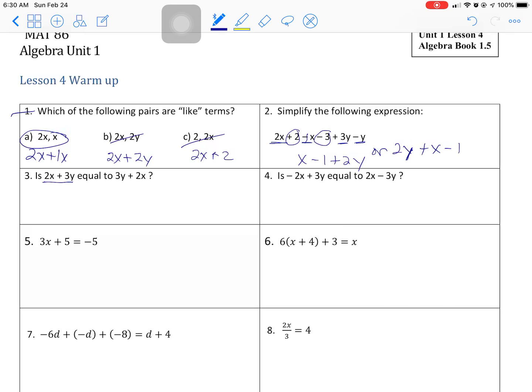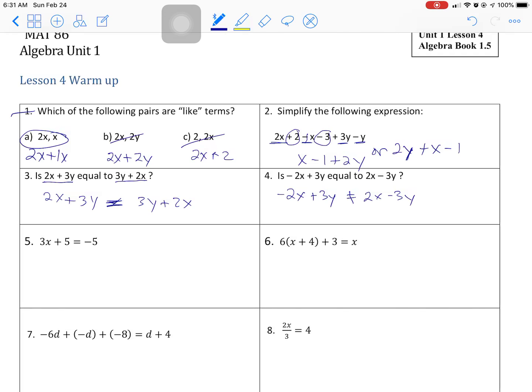All right, is this equal to this? Yes, I have a positive 2x term, and I have a positive 3y term, and I'm adding them together. So it doesn't matter if I write it that way or I write the 3y first. That is equal to that. All right, how about this one? Is negative 2x plus 3y equal to a positive 2x and a negative 3y? And that would be a no.